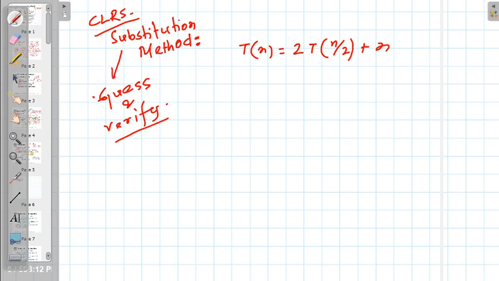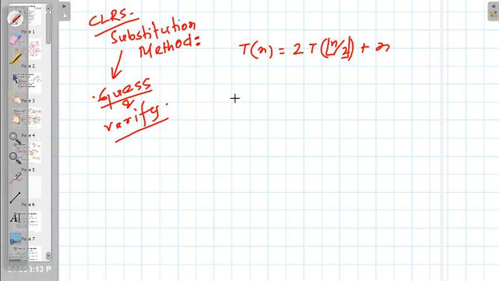So this substitution method, we can say, is a guess and verify technique, as mentioned in CLRS. In this technique, we have to guess a solution. Say I have the recurrence T(n) = 2T(n/2) + n. Let's make it a little bit more complicated here. Maybe we can take the floor value.